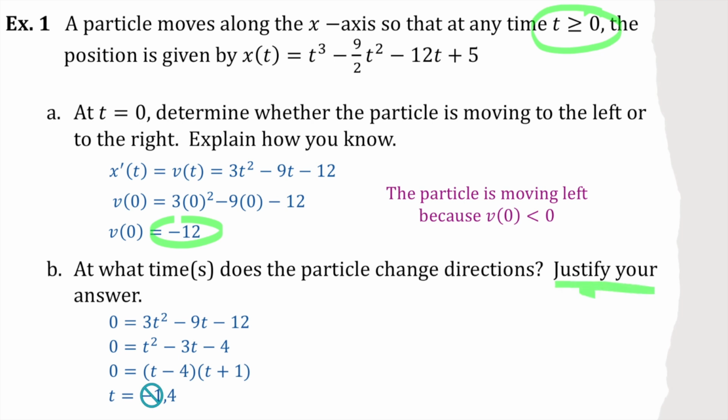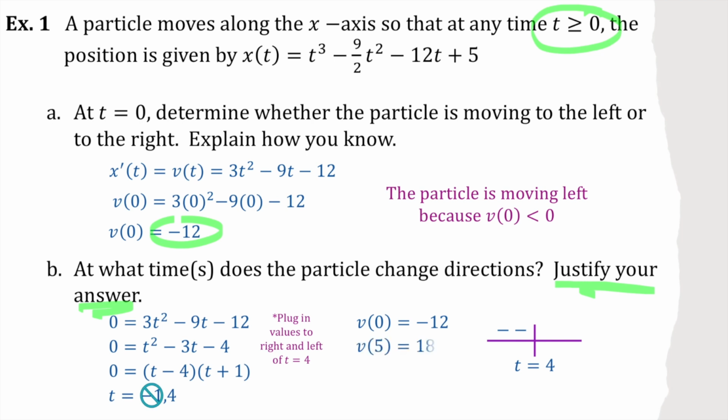But the problem asks us to justify our answer. So how do you do that? We'll plug in values to the right and left of t equals 4. So I make myself a little number line, and we already know that v of 0 is negative 12. So to the left of 4 is a negative velocity. To the right of 4, if you plug in v of 5, you get 18. So that's a positive velocity. That's what we'll use to justify our answer. At t equals 4, v of t changes from negative to positive.